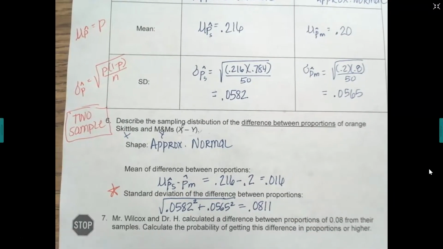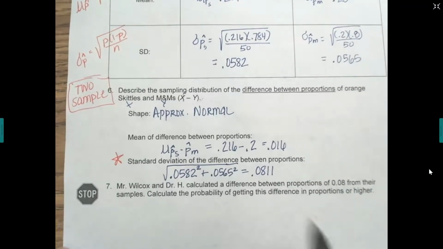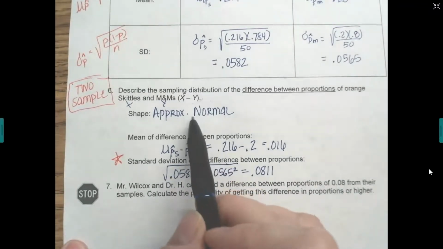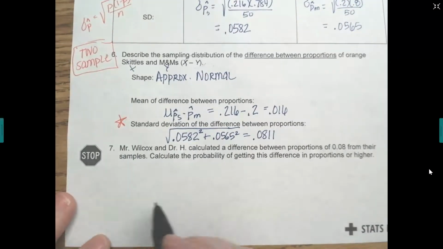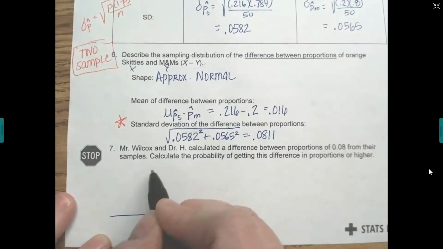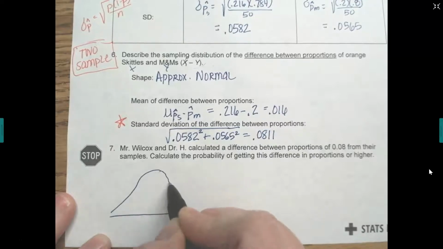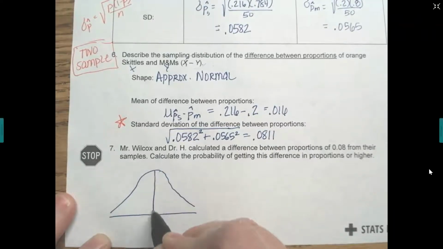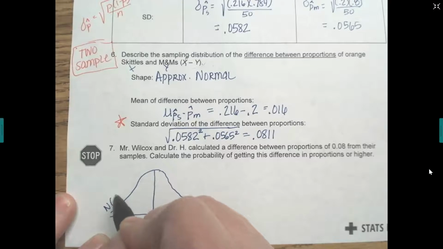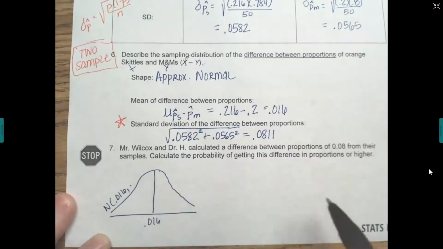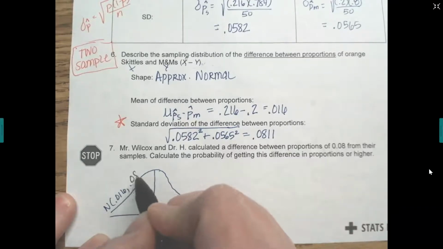Okay. Now we're going to do some normal calculations. The whole point of this right here is that it's normal, so we can use a z-score. So I want to find a z-score. That means I'm going to have to do some drawing here. So I have a normal curve. My mean is 0.016, so I'm going to label it normal 0.016 with a standard deviation of 0.0811.